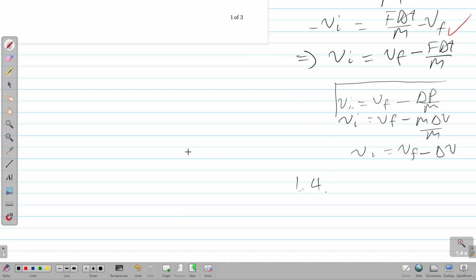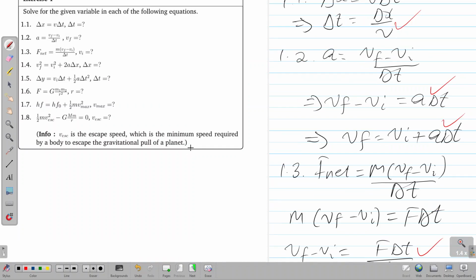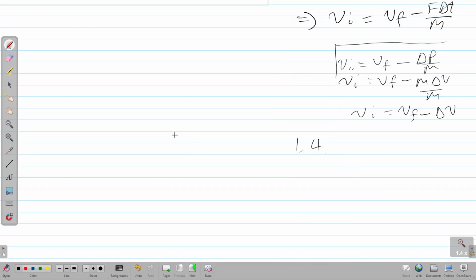1.4, what we want is to solve for delta x, right? So what we have is V final squared is V initial squared plus 2a delta x. Okay, so we want to solve for delta x. Again, please be comfortable to write this on the right hand side.